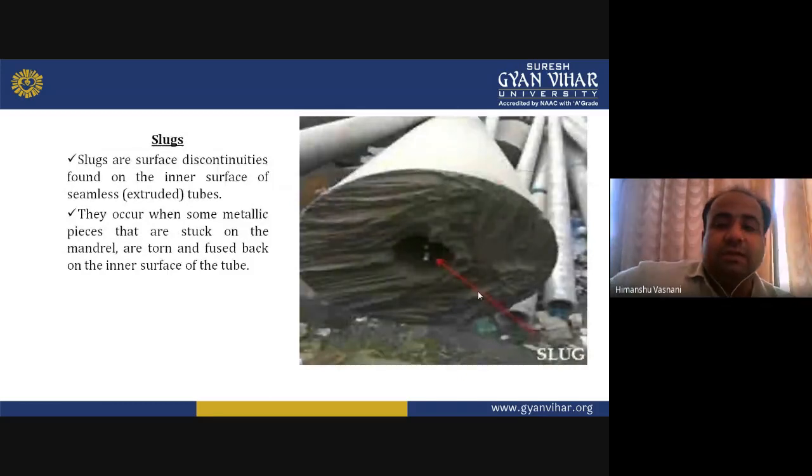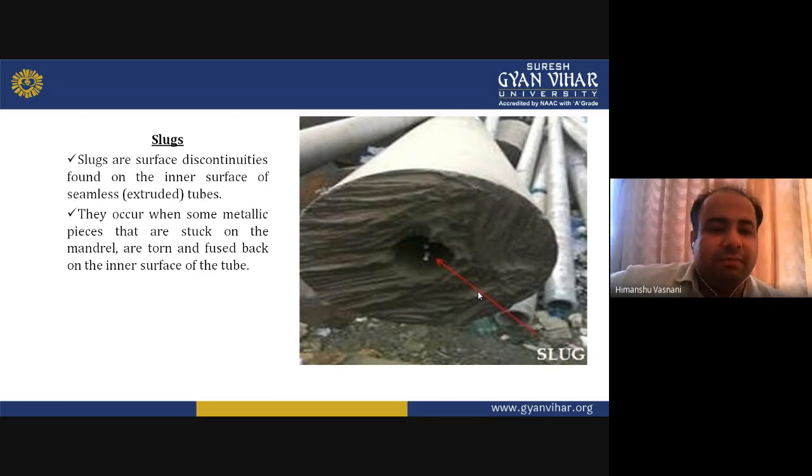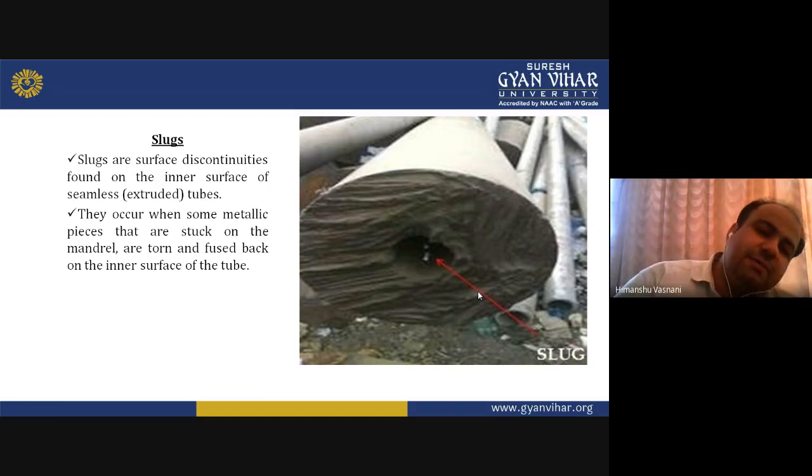Slugs. You can see in the diagram which is showing a slug. Slugs are surface discontinuities found on the inner surface of seamless extruded tubes. They occur when some metallic pieces that are stuck on the mandrel are torn and fused back on the inner surface of the tube. While you are trying to draw the workpiece, if due to some mistake a metallic piece is stuck on the mandrel, then these kinds of issues occur. You see in the diagram, it's clearly visible.